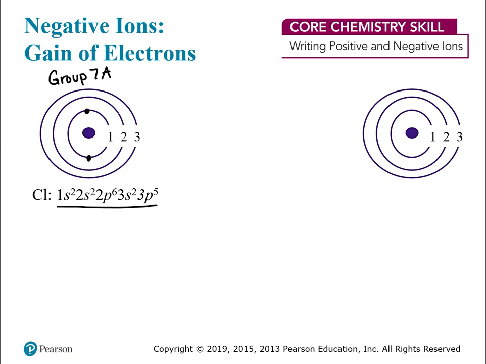We've got 2 electrons in the first energy level. Eight electrons in the second. And 7 electrons in the third. Let's talk about what happens when chlorine decides to form an ion. Chlorine is looking to gain 1 more electron. How do we know this? Well, it has 7 valence electrons. And we can represent that using a Lewis symbol.